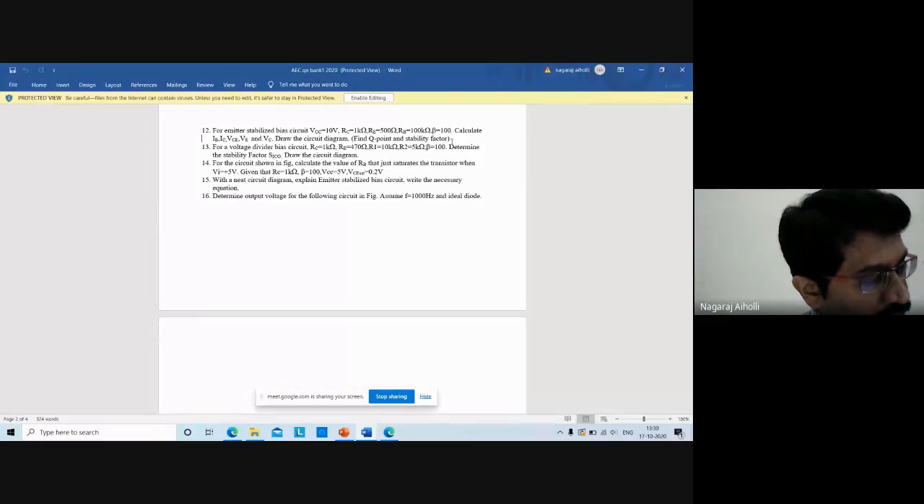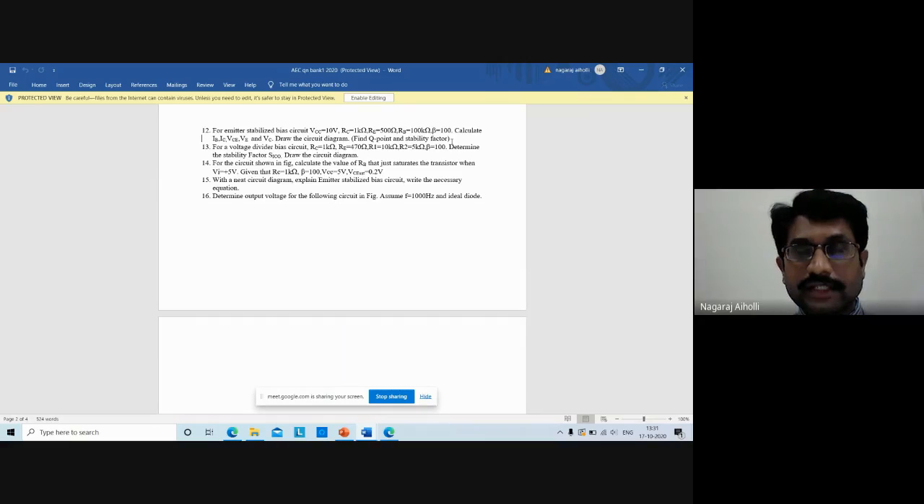So the IB equation is VCC minus VBE. Then IB is (VCC minus VBE) divided by RB plus (1 plus beta) into RE. That is the equation for the emitter stabilized bias circuit. IB equation: VCC minus VBE divided by RB plus (1 plus beta) into RE.